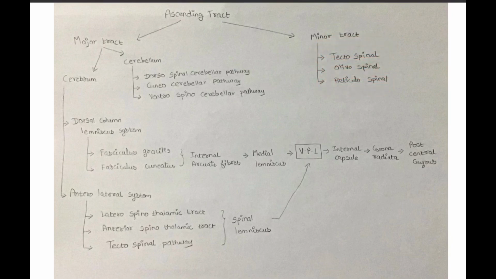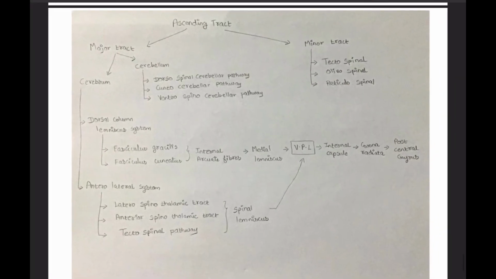The sensory nerve fibers from the spinal cord to the tectum located in the midbrain. The sensory nerve fibers from the spinal cord to the olivary structure located in the medulla oblongata, and the sensory nerve fibers from the spinal cord to the reticular formation while moving upwards. And this, you have dorsal lemniscus system and anterolateral system, and the cerebellum. There are 3 pathways in the cerebellum, so please read this. So that's it for the ascending tract of spinal cord.